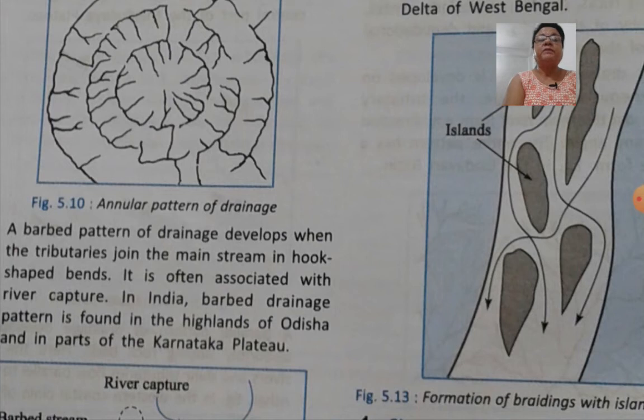Next comes the barbed pattern of drainage, developed when the tributaries join the main stream in hook-shaped bends. It is often associated with river capture. In India, the barbed drainage pattern is found in the highland of Orissa and in part of Karnataka.